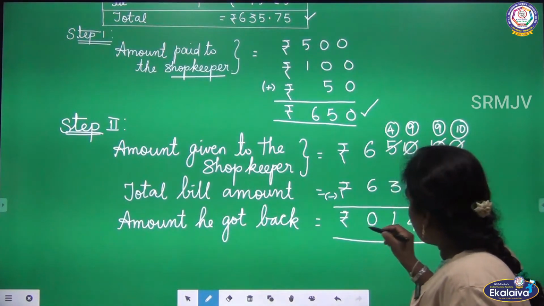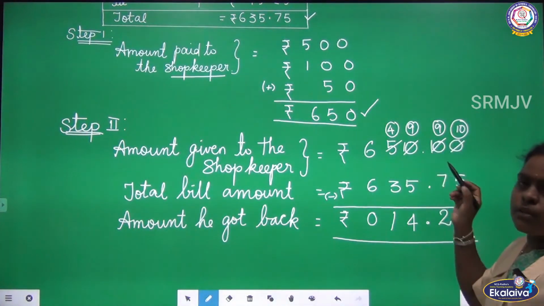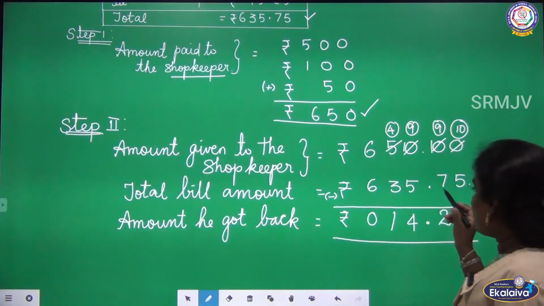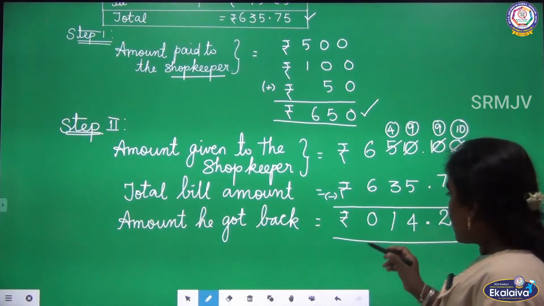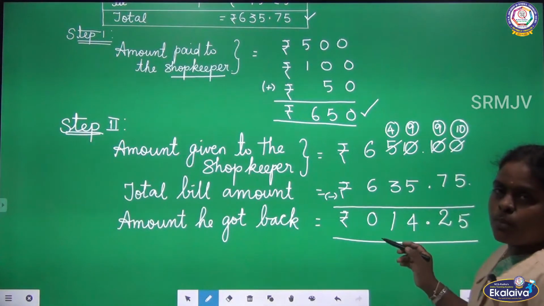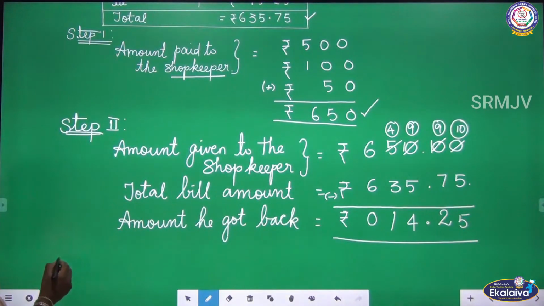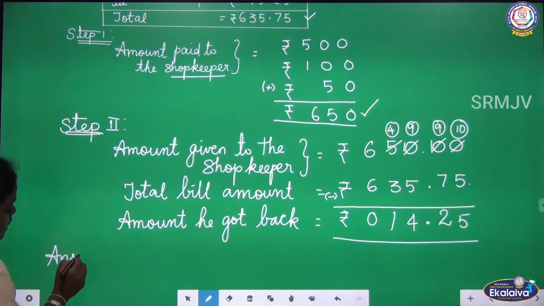So, listen children, if he paid 650 rupees for the amount 635 rupees and 75 paise, he can get 15 rupees and 25 paise from the shopkeeper. So, let us write the answer.